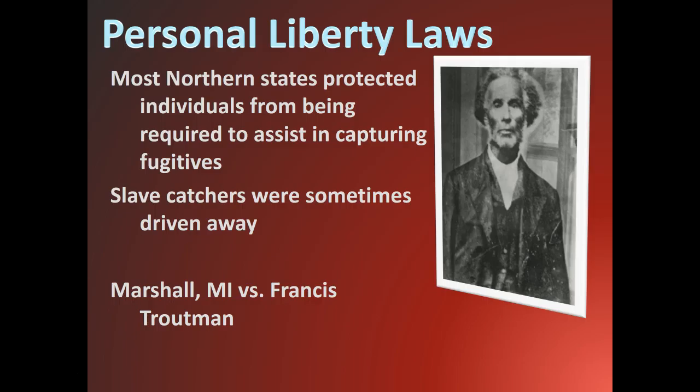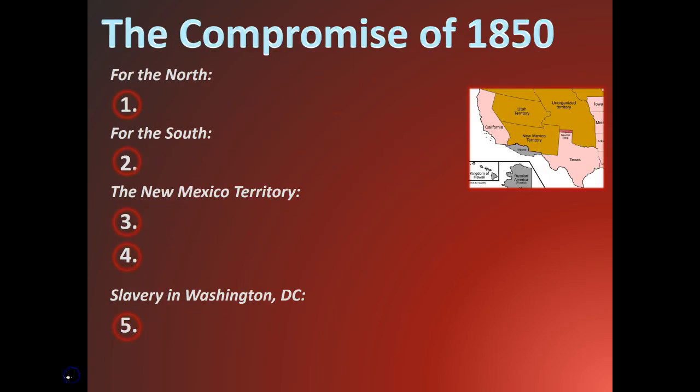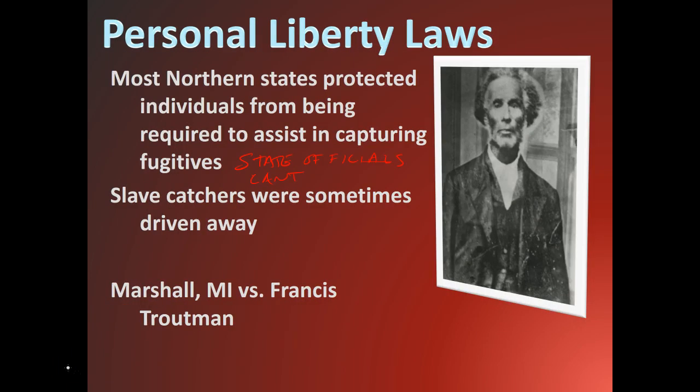Now by the 1740s, what we see is that starting with Massachusetts, most northern states protected individuals from being required to assist in capturing fugitives. This is a big deal. Specifically, if you are a state official, if you are a state-employed law enforcement official, they can't be used in the assist of capturing a runaway slave. Also, what this does is this makes it clear that you can't be forced to assist. Now, what this results in is kind of an empowering effect, and so slave catchers were sometimes driven away.